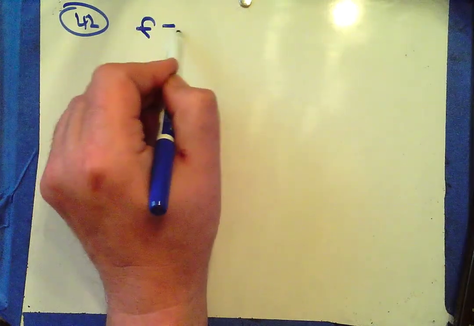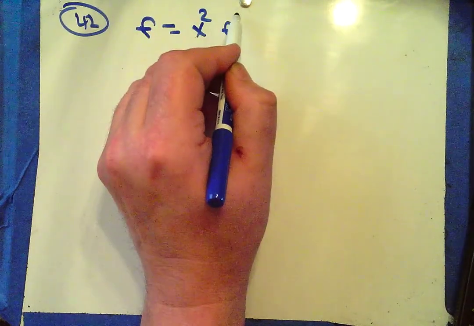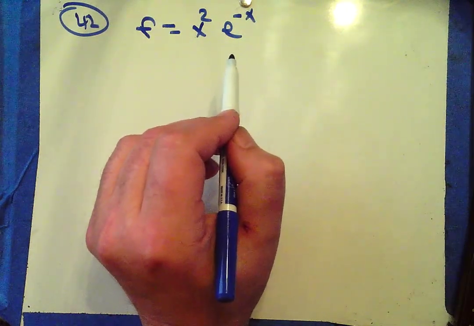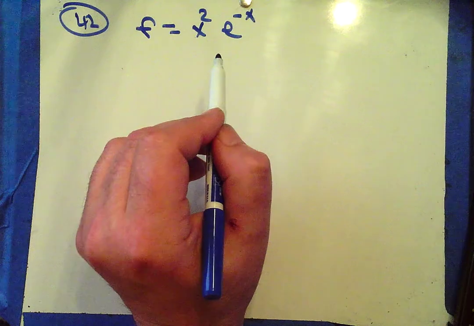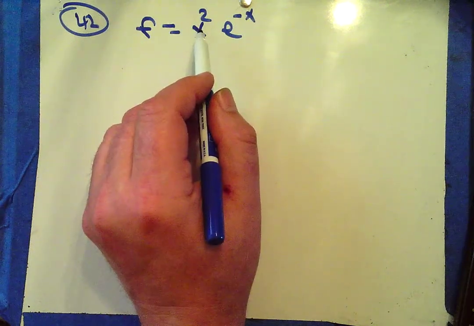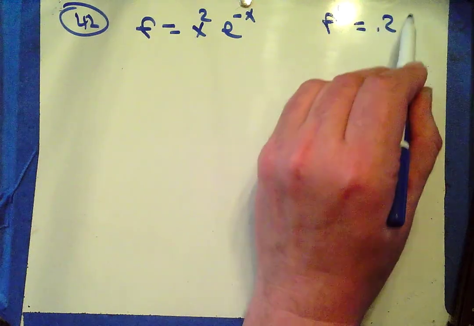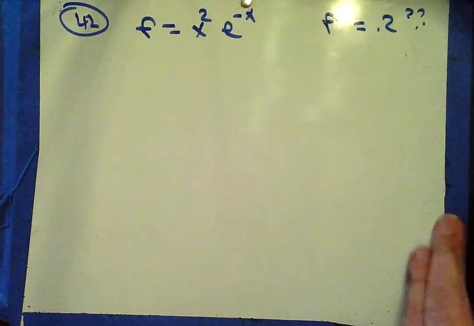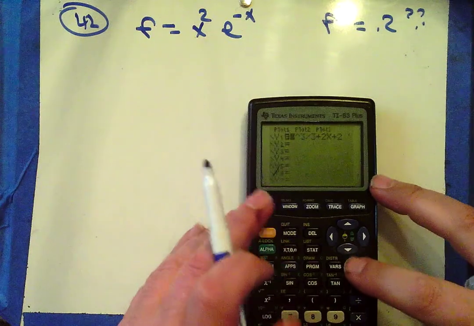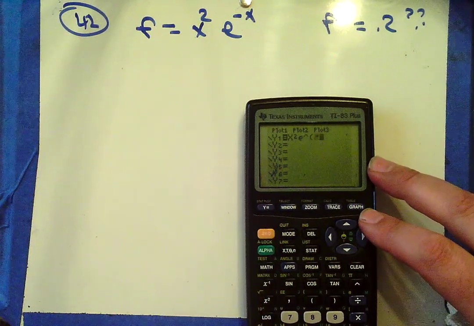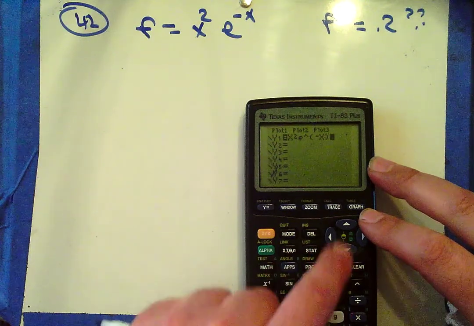42. 42 says, let f be given by this wacky function, x squared e to the negative x. For what value of x is the slope of the line tangent to that graph equal to 0.2? So I want to know when f prime equals 0.2. Okay, so let's do this. We've got x squared e to the minus x as our function.